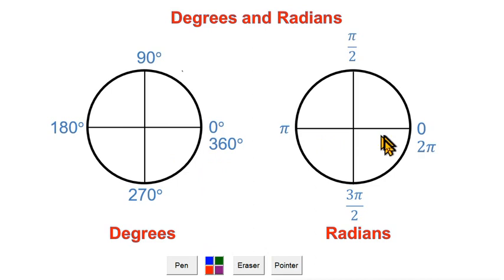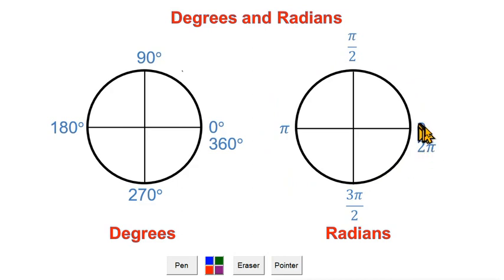Radians are measured a different way. Radians are based off of something you'll see next year called the unit circle. If we have a circle that has a radius of 1 unit, then class, the circumference is 2 pi r, which is 2 pi times 1, which is just 2 pi. So the circumference of a unit circle is 2 pi.